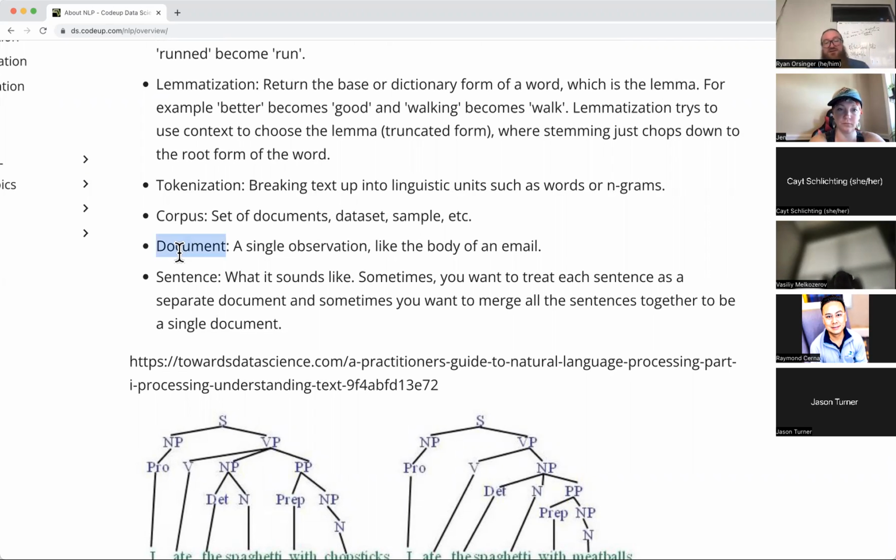A document is a single observation. So if we're talking text messages, a document is one text message. If we're talking news articles, like all of the New York Times, a document is one single article, right? And the corpus would be all of those documents together. So really what the document is is up to you. If it's dialogue, each document is going to be a sentence per person, per Horatio, right? Or Hamlet, right?